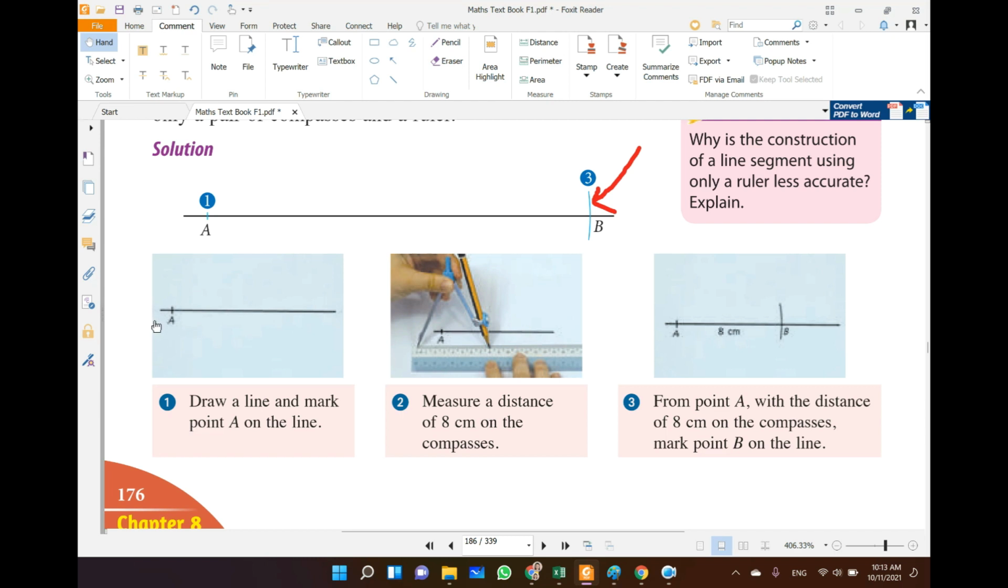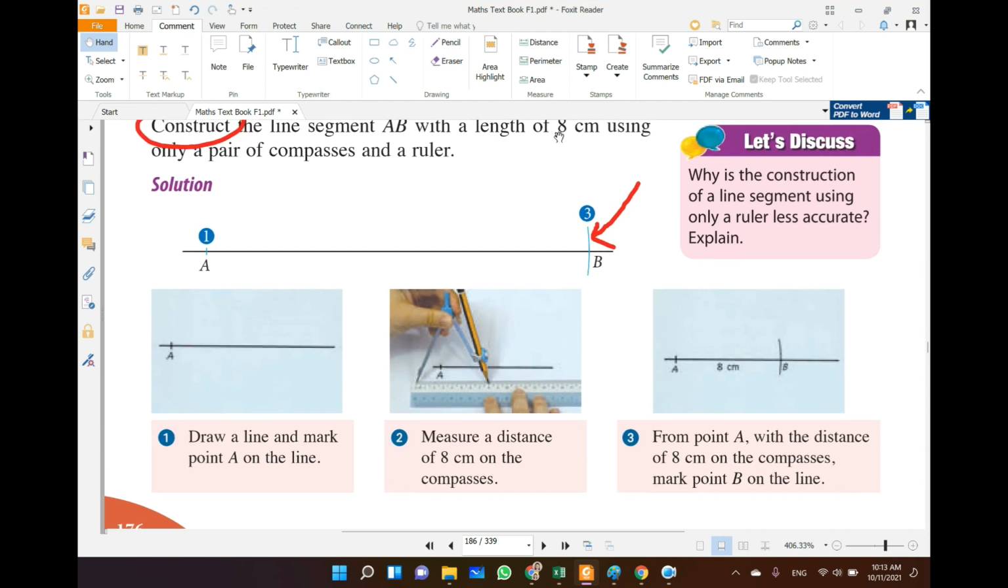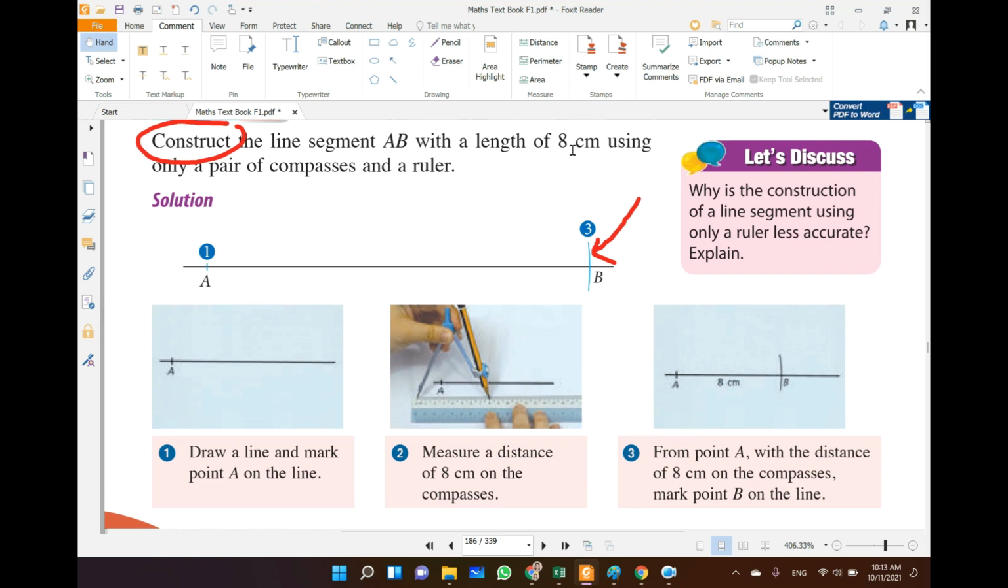So to get the measurement, because we need to get 8 centimeters, you look at the question, 8 centimeters here. So you are going to use your compasses, put it on the ruler, and then you measure the 8 centimeters. Get the accurate measurement. After that, put it on top of point A, from point A with the distance of 8 centimeters on your compasses, you mark the point B on the line. Okay, so last thing, you just label it. This is your B and then this is 8 centimeters. Okay, we are going to do that now.